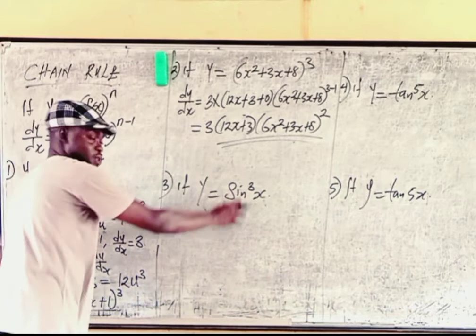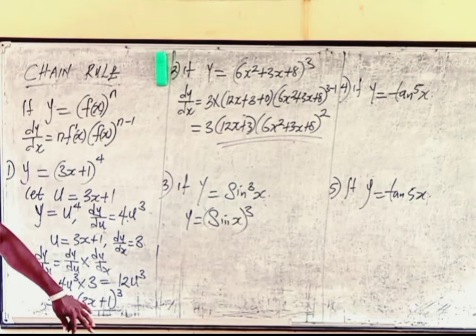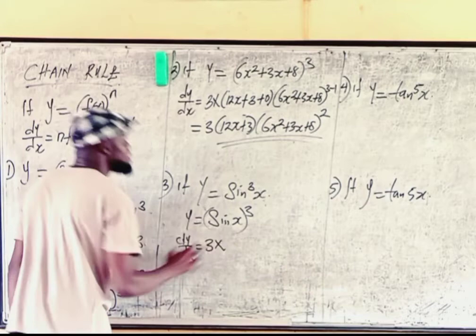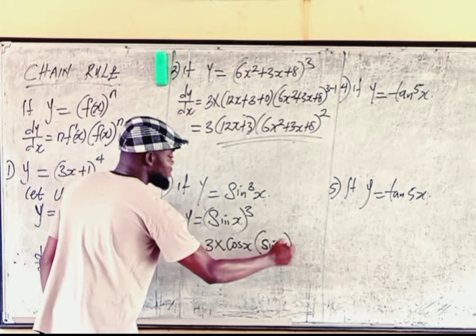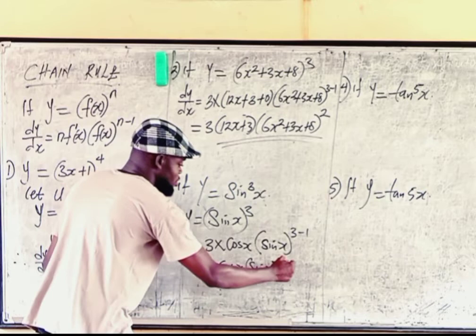So, we can also say y is equal to sine x, everything is power 3. I'm going to do it this way. This and this are the same thing. The first thing you do is use the power to multiply when differentiating inside the bracket. Differentiating sine x inside this bracket, you're going to have cos x. Then repeat the question and remove 1 from the power. Simple as that. So now you'll be having 3 cos x, then sine x is power 2. That gives you 3 cos x sine squared x.